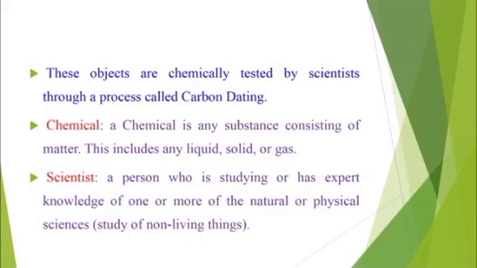Here, a chemical is any substance consisting of matter. This includes any liquid, solid, or gas. Scientist means a person who is studying or has expert knowledge of one or more of the natural or physical sciences. Now, let me explain this. So, scientists chemically test the objects recovered from these sites by the carbon dating process.